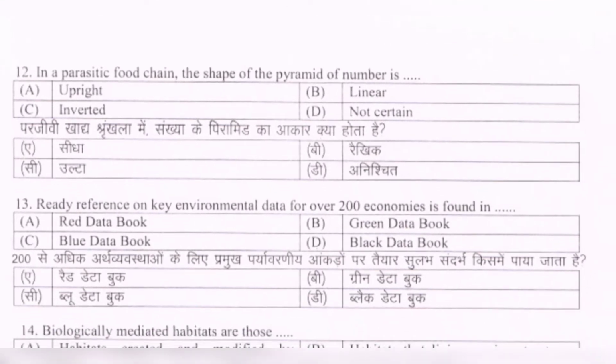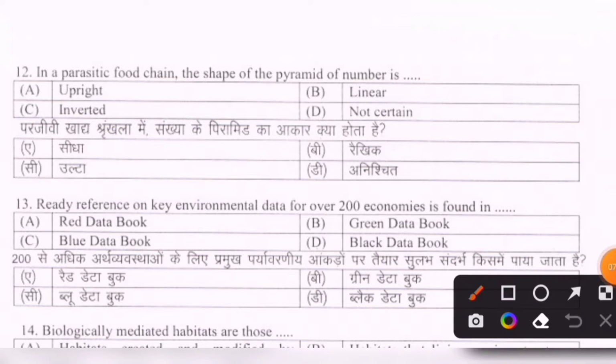In a parasitic food chain, the shape of the pyramid of number is. Options are upright, linear, inverted, not certain. The correct option is the third one, that is inverted. Let's see the next question.